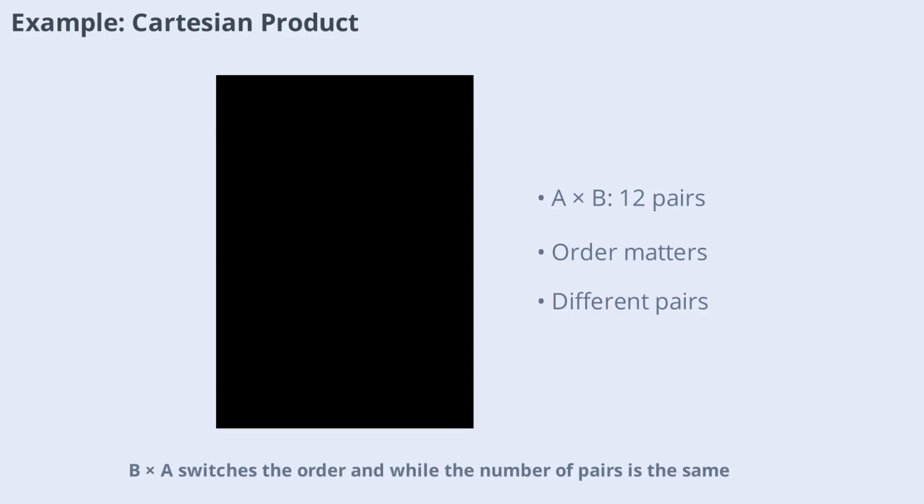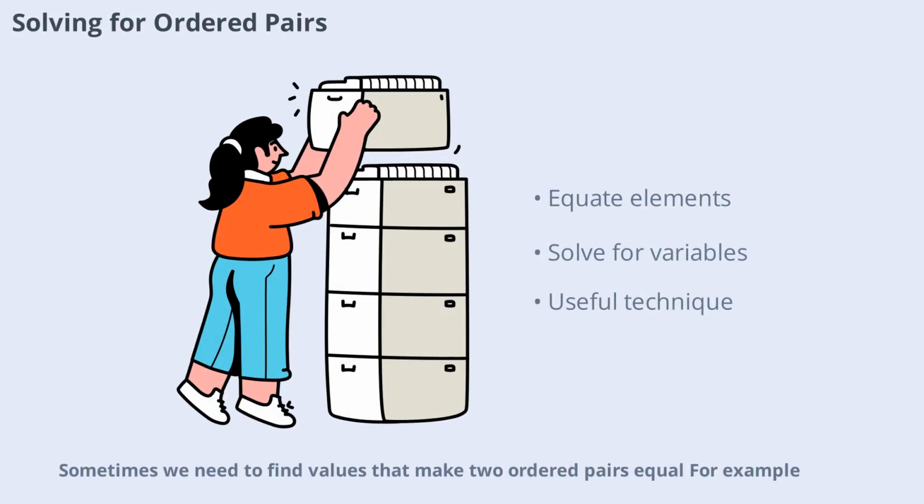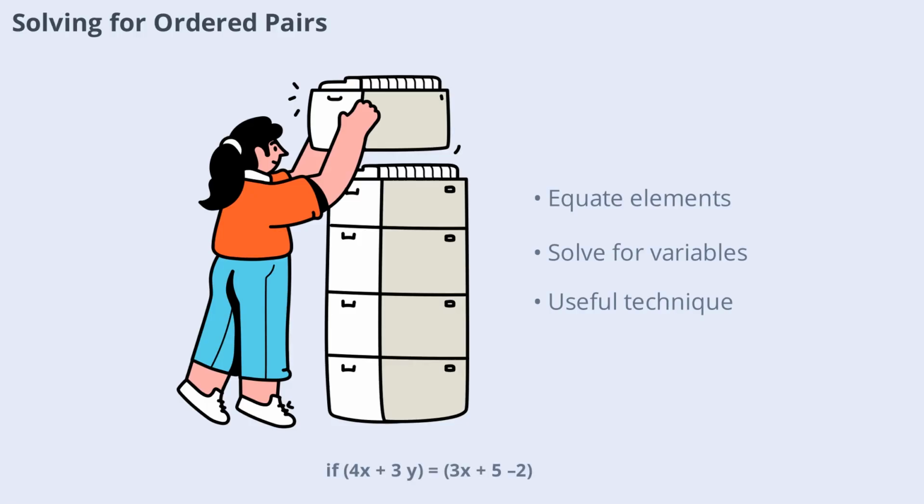Similarly, B times A switches the order, and while the number of pairs is the same, the pairs themselves are different. Sometimes we need to find values that make two ordered pairs equal. For example, if (4x plus 3, y) equals (3x plus 5, 2), we solve for x and y by equating the first and second elements separately. This technique is useful for solving equations involving pairs.